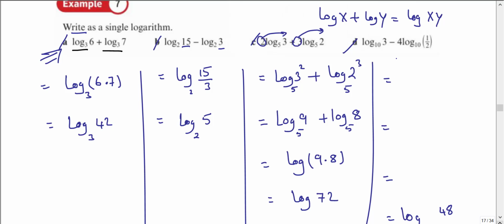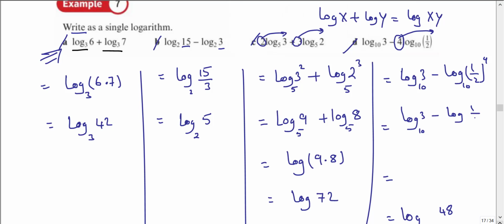Last one, you have log 3 base 10 minus 4 log half. You cannot do anything when you have a number here. So you bring it back as a power. Take it back as a power. So that's minus log half power 4, and this is base 10. Careful here. So this is log 3 base 10 minus log, this is 1 over 16, 1 over 16 base 10. So what do we do in this case, Adam?